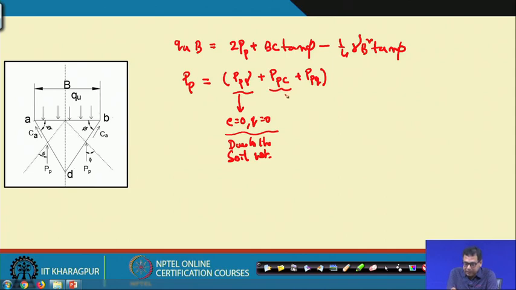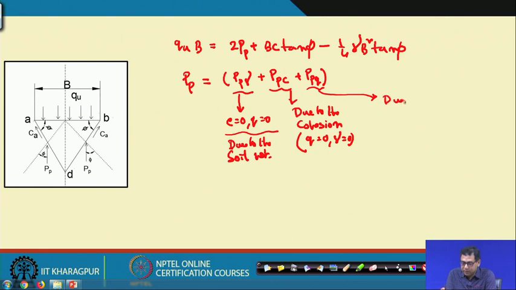And this PPC, this is the contribution due to the cohesion. And when you consider this one, we assume that Q is equal to 0 and gamma is also equal to 0. That means, the soil is weightless and the surcharge is nil. And the third one, this is due to the surcharge. And when we consider this one, we assume that our soil is weightless and cohesion is also 0. So, now these are the three contributions that we are writing.